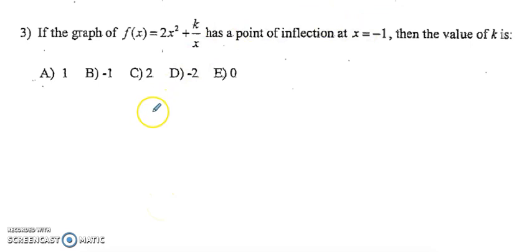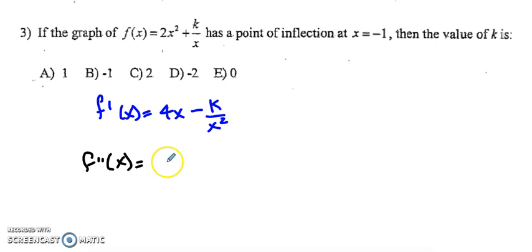The second problem also has to do with the second derivative because it's looking for an inflection point. They're saying that there's an inflection point at x equals negative 1, and they want the value for k. So f prime will be 4x minus k over x squared, and then f double prime will equal 4 plus 2k over x cubed.